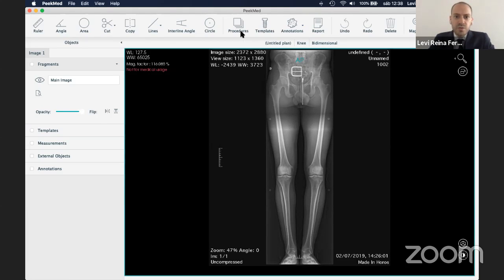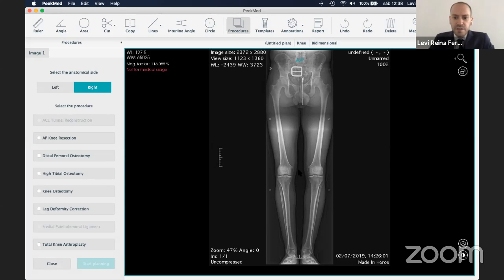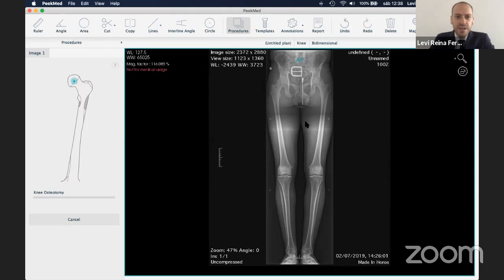Now you do need to go to the procedures. And this patient, actually, I apologize, this patient is wearing pants, but there's a story behind it. We got a new long leg X-ray in our hospital. I was feeling a little sore on my left knee, so I went there to check it out, and this ends up to be my own X-ray. So we're going to plan my future left knee osteotomy. So you click on the left side, knee osteotomy, we start the planning.